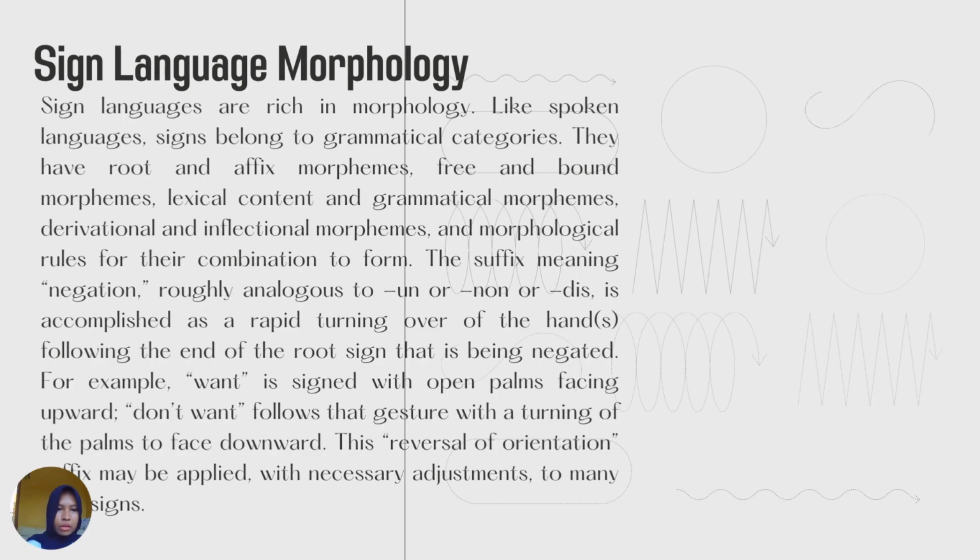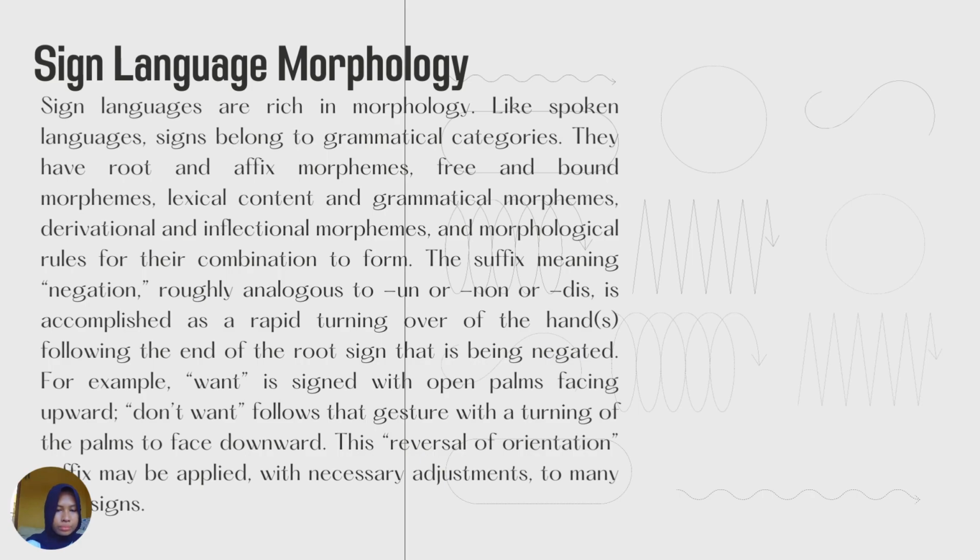Sign language morphology. Sign languages are rich in morphology. Like spoken languages, signs belong to grammatical categories. They have root and affix morphemes, free and bound morphemes, lexical content and grammatical morphemes, derivational and inflectional morphemes, and morphological rules for their combination to form words. The suffix meaning negation, analogous to "un" or "not", is accomplished as a turning over of the hands following the end of the root sign that is being negated.